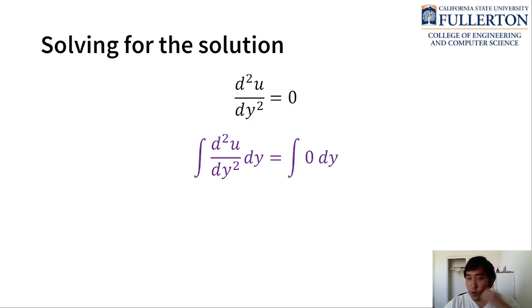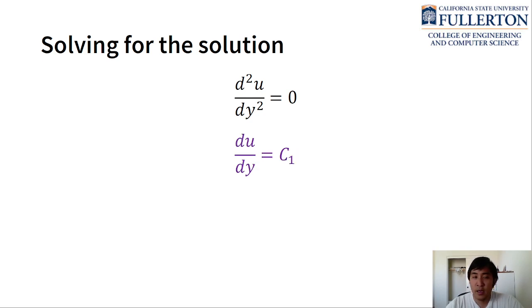Okay, so now let's go ahead and solve for the solution. We're starting with this equation here, which is just the second order derivative of u with respect to y equal to 0. We can solve this by direct integration, so let's perform an integral on both sides. On the left-hand side, that cancels out one of the derivatives, so you end up with just a first-order derivative, du dy. On the right-hand side, when you integrate 0, you get 0. But because we're doing indefinite integrals, we have to add this arbitrary constant c1.